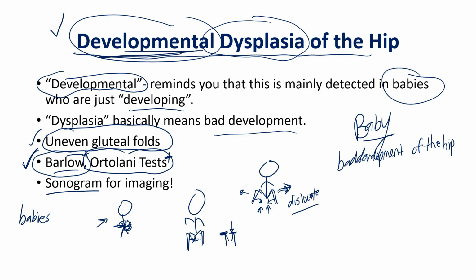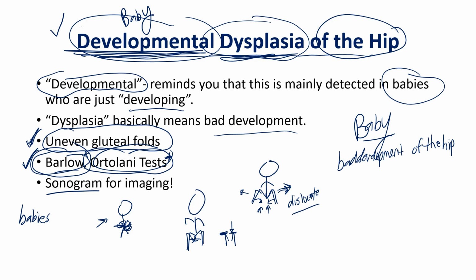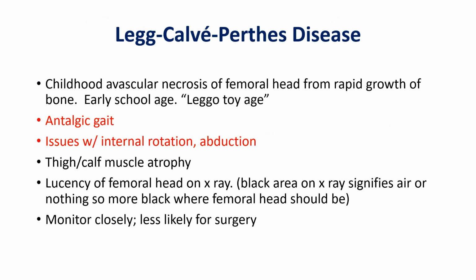I have already showed you the way to remember a lot of this. Developmental should help you think, okay, we're dealing with somebody who's just starting to develop. That should hint you towards we're dealing with, this is probably in babies. That's going to be detected. Dysplasia, if you just know what that means, that just means bad development. And then it tells you of the hip, developmental dysplasia of the hip. So you know kind of what's going on. Then the rest is on you to remember uneven gluteal folds, what the Barlow and Ortolani tests are, and that you really have to remember sonogram for imaging, not x-ray.